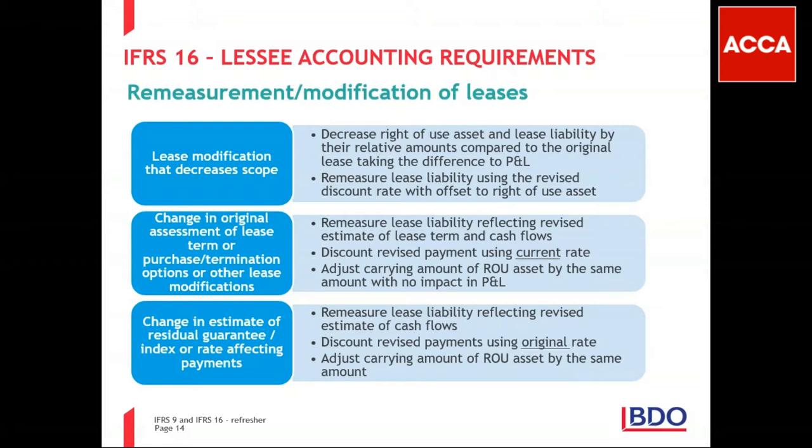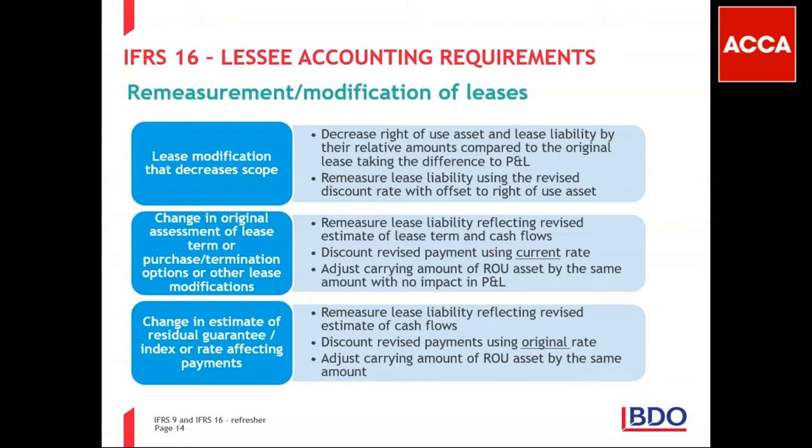So this slide basically shows us the accounting requirements for each type of lease modification that may occur subsequently. The first one is the lease modification that results in the decrease of scope. For this kind of modification, there are two steps required to account for it. The first step is to decrease both the right of use asset and lease liability to the extent of the relative decrease in the scope, and the resulting gain or loss will be taken to the profit and loss statement.